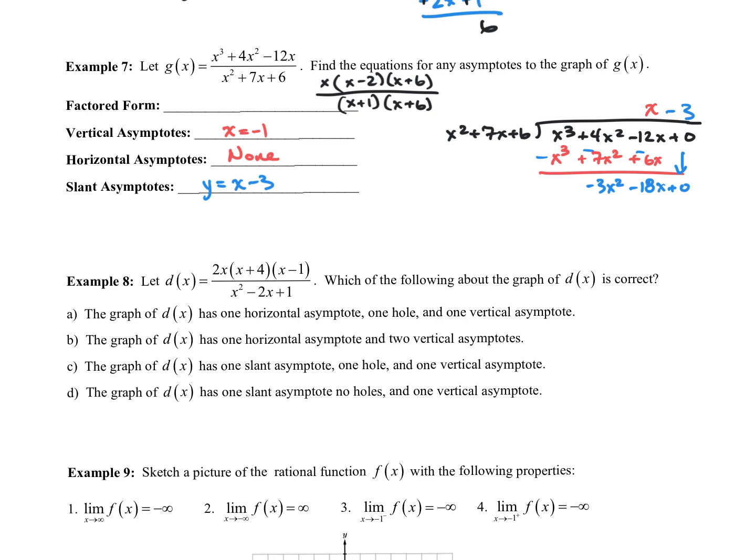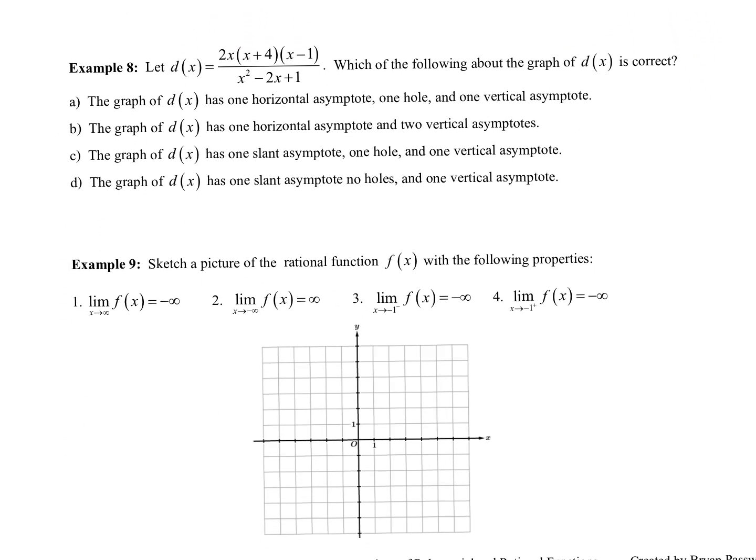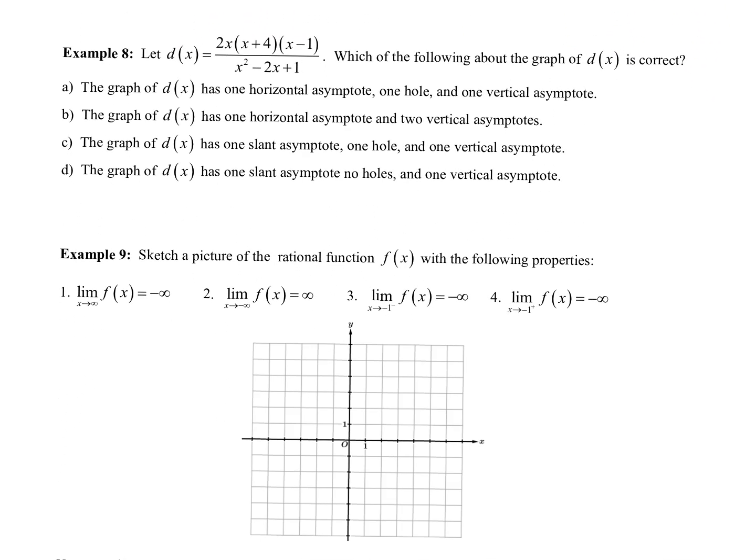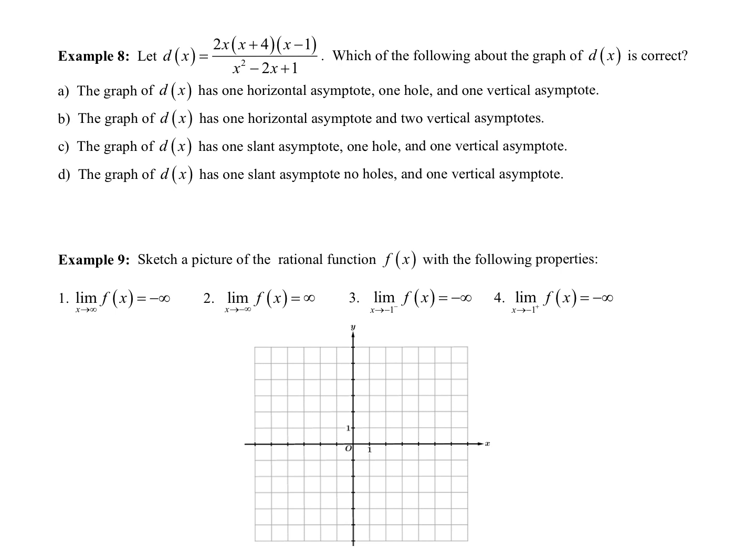All right. Who was my last reader? Pick somebody. Let d of x equal 2x times x plus 4 times x minus 1 over x squared minus 2x plus 1. Which of the following about the graph of d of x is correct? I don't know. Do I read those as well? No. What should we do first to find out anything?